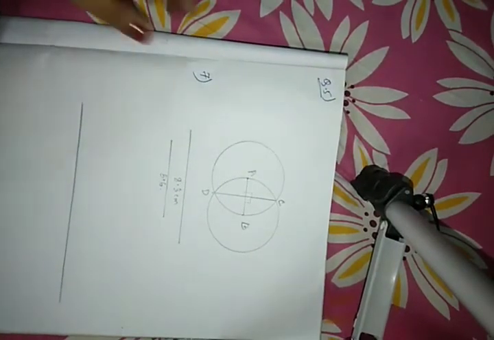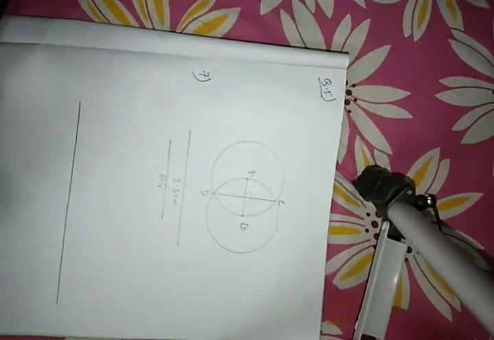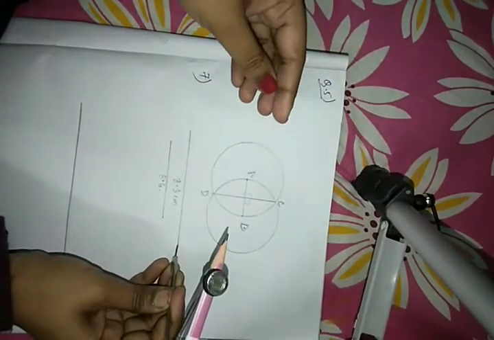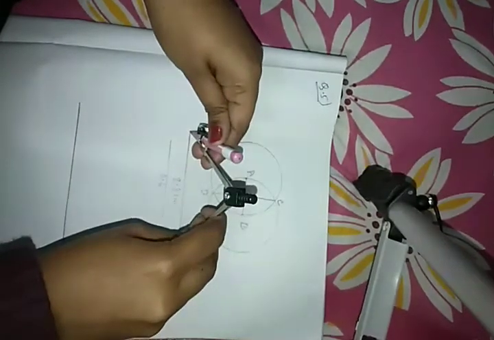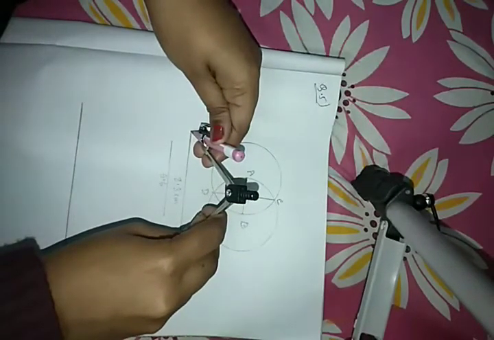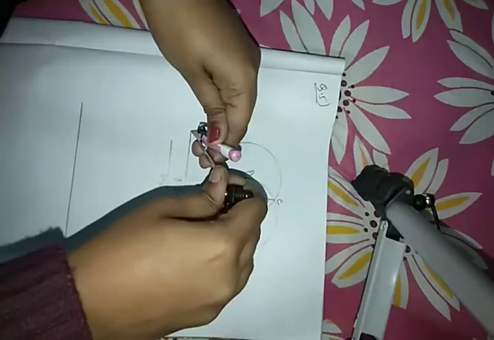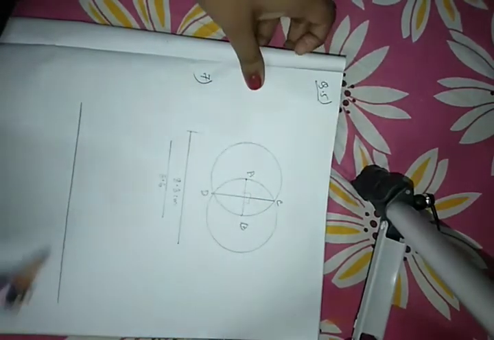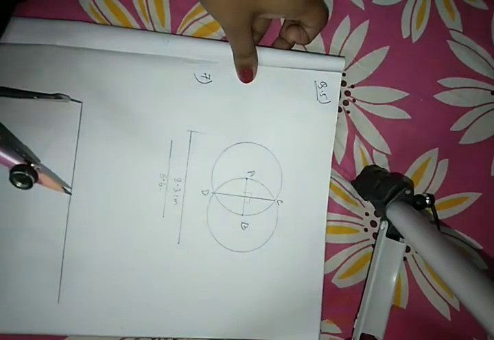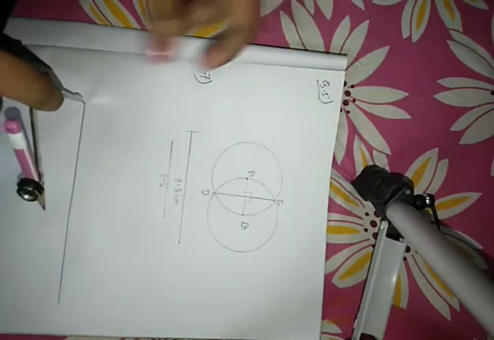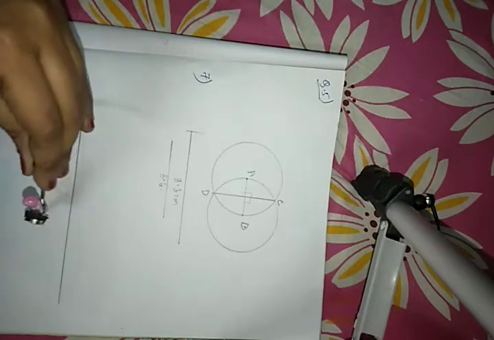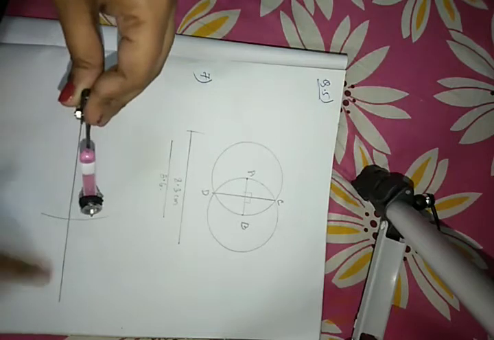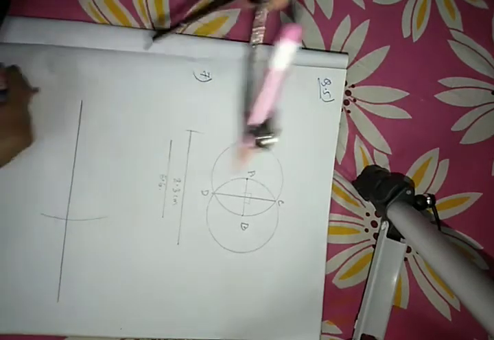Now what will we do? First we have to draw AB of length 8.3 centimeter. So we will take from this line the length 8.3 centimeter. We will draw here an arc. So we will put the compass now here at this end point, and now we will cut the arc of 8.3 centimeter from this line. Okay, so now this is AB.